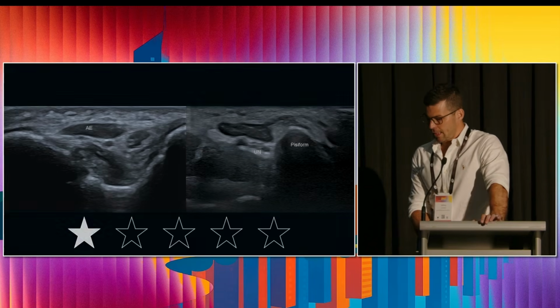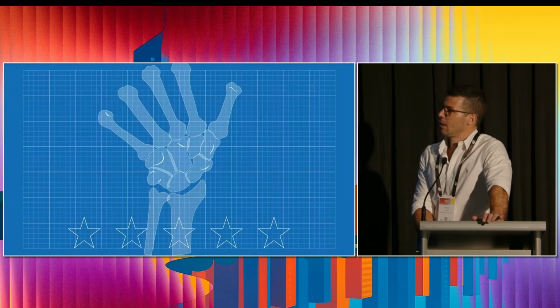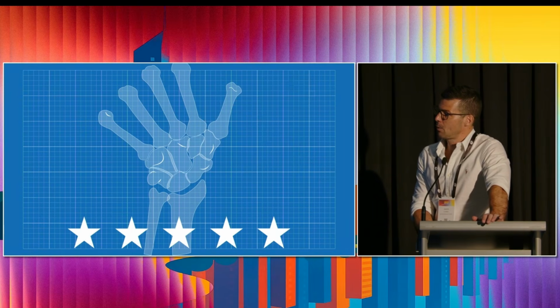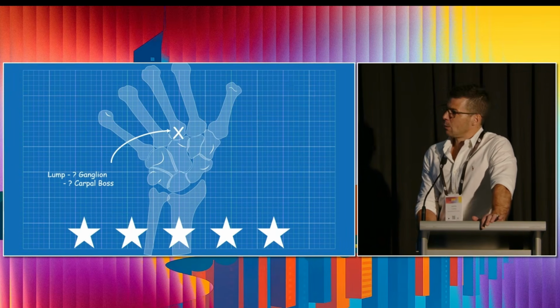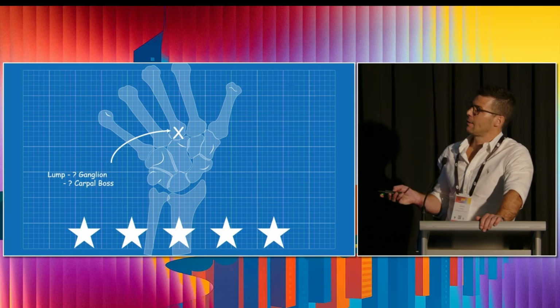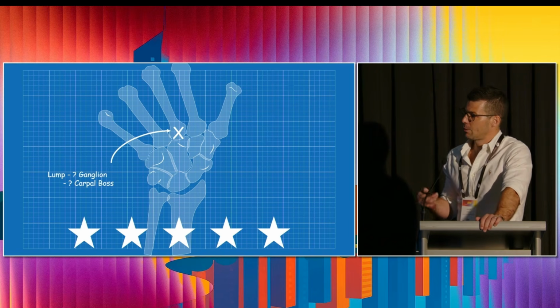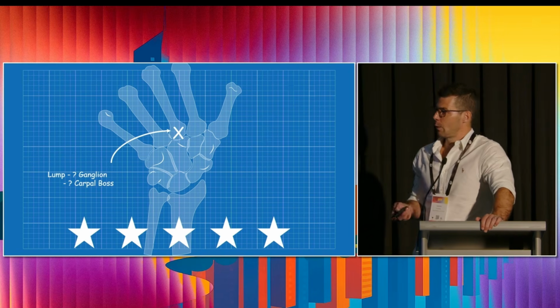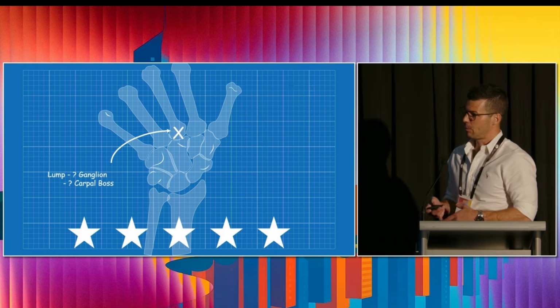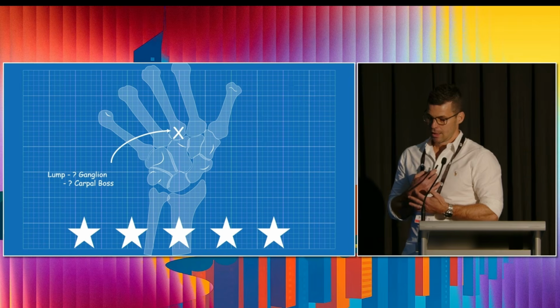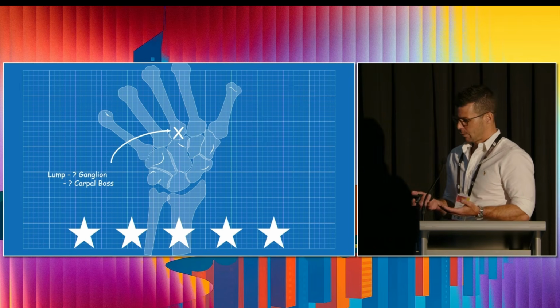Now let's look at a 5-star accessory muscle. And this is an example of an accessory muscle that will present as a palpable lump. We're looking at the dorsum of the hand, and given its location, the referrer will read query ganglion or query carpal boss. But unlike a ganglion and unlike a carpal boss, this lump will feel soft, it will feel mobile, it will feel fleshy.